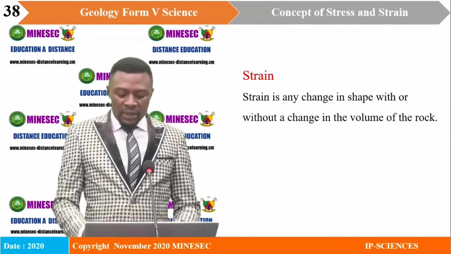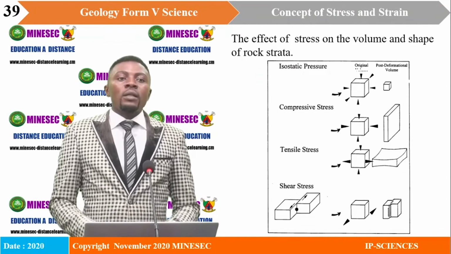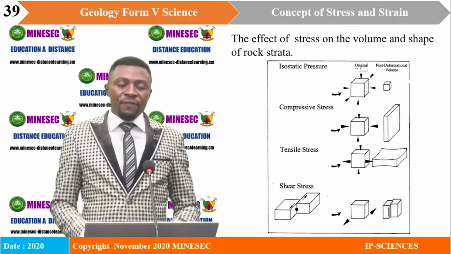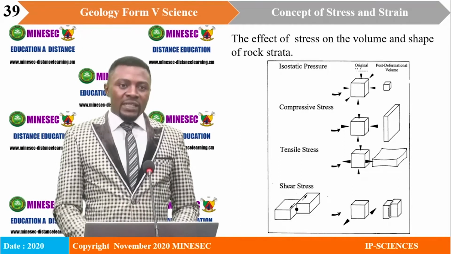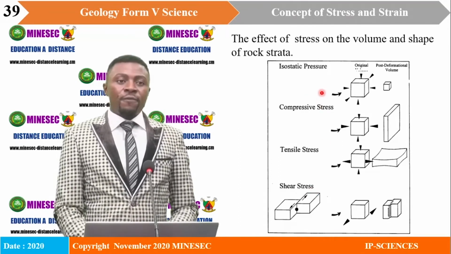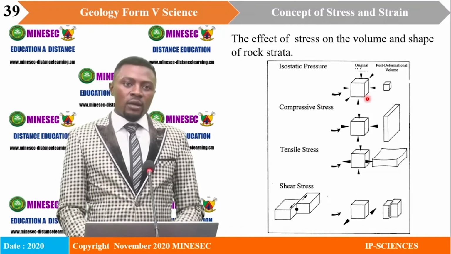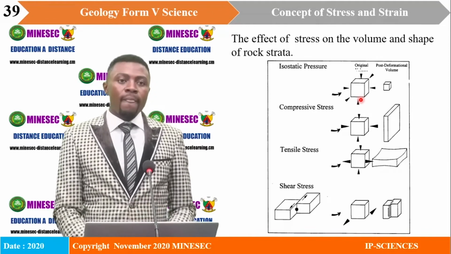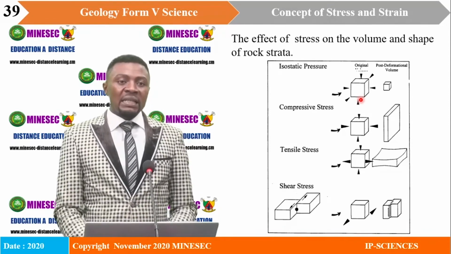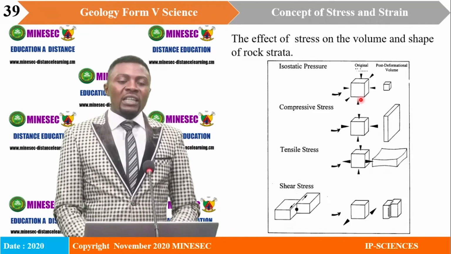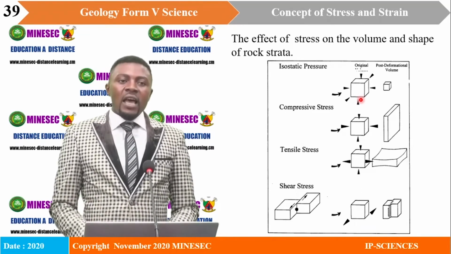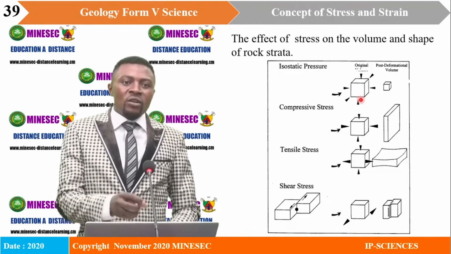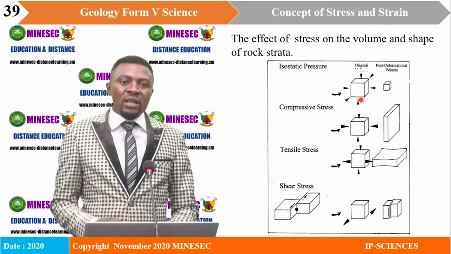Now, depending on the type of stress, the deformation differs. For example, we have a body of rock. It is represented with a square. If you look at it, we see that the stress acting on that body of rock is equal from every direction.